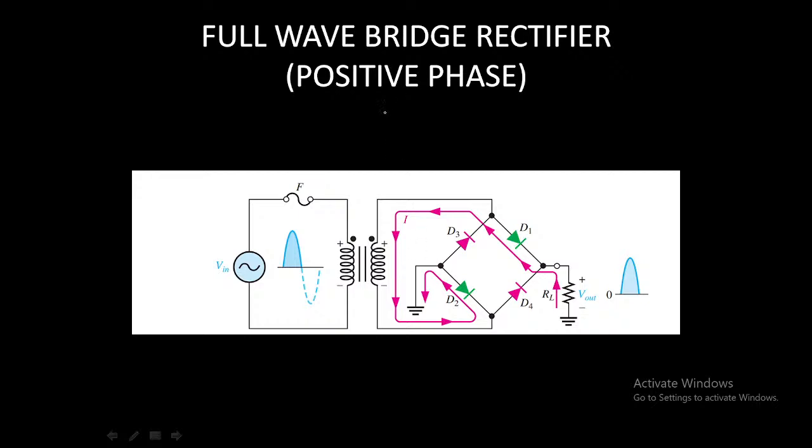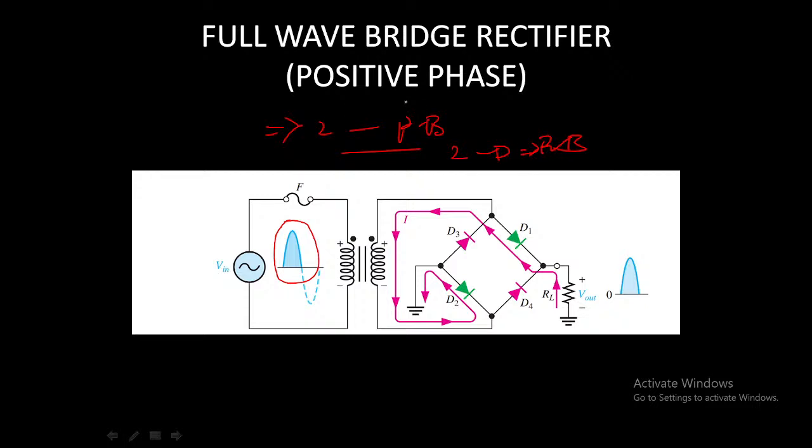In the full wave rectifier we had only two diodes, if you remember from our previous session. But in this full wave bridge rectifier we have four diodes. Of these four diodes, two will be forward biased and two will be reverse biased. When the positive half cycle of the input appears, two diodes act in forward bias condition and two act in reverse bias condition.